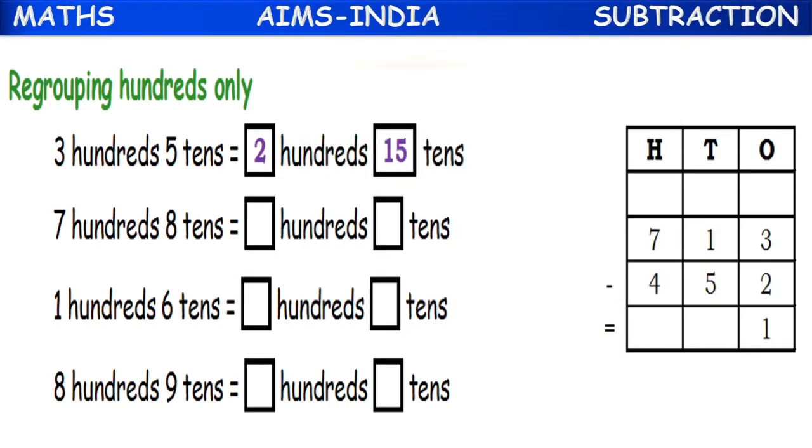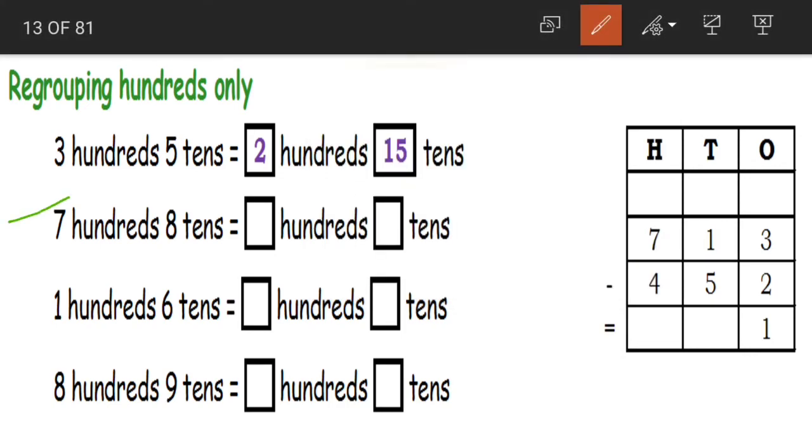In the same way, if you look at the second example here, 7 hundreds, 8 tens. 7 minus 1 is 6 and the 1 gets placed before 8. It becomes 18 tens. Now the third one, 1 hundred 6 tens. 1 minus 1 is 0, 1 gets placed before 6, so 6 becomes 16. Now 8 hundreds 9 tens. 8 minus 1 is 7 and this 1 we place before 9, so 9 becomes 19. Clear children? Regrouping hundreds only.